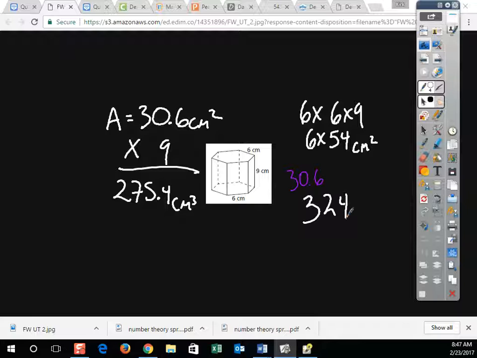And the area of the base was 30.6, and I have 2 of them. So let's add those things together. So I get 0.2, carry the 1, 5, 3 plus 3 is 6, plus 2 is 8. I said 61.2 plus 324. And so then we have 3 over here. And so we have 385.2 centimeters squared.